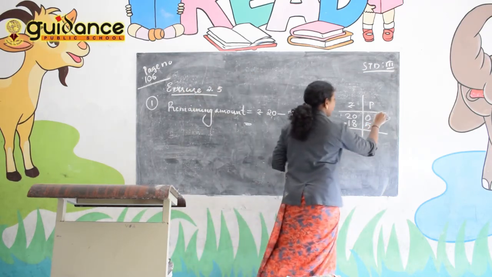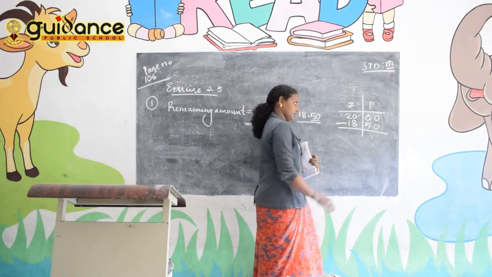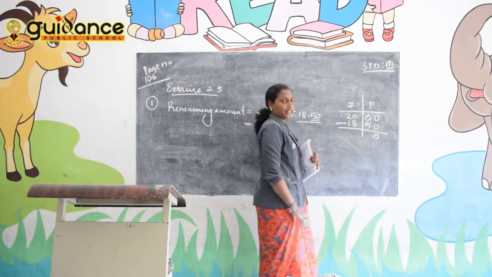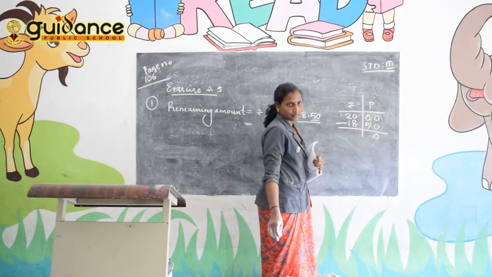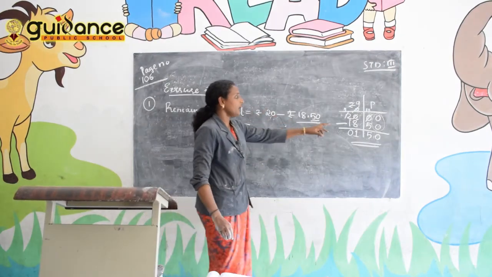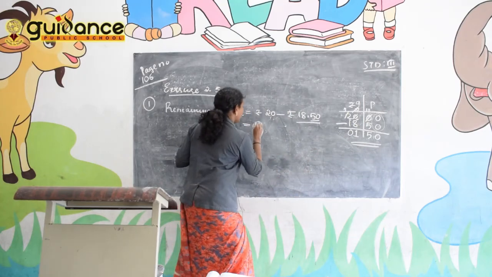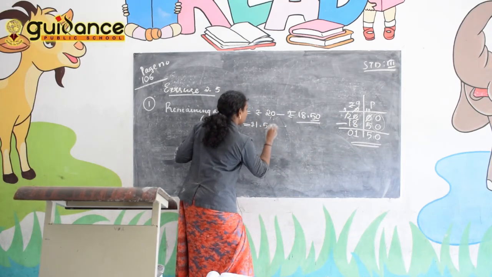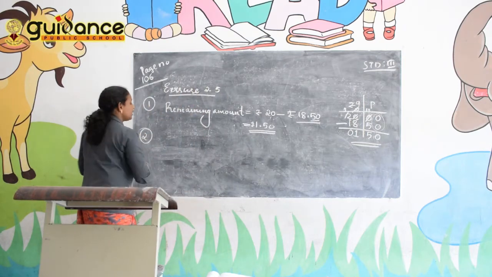First we have to start here. 0 minus 0, yes, 0. The next, 0 minus 5, it's not possible. So what's the remaining amount? 1 rupees 50 paise. So this is the first question. Now if you look at the second question.